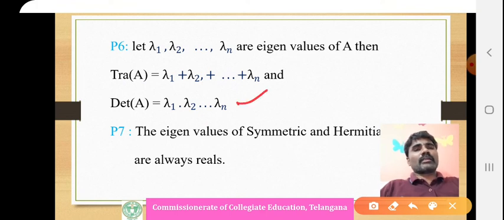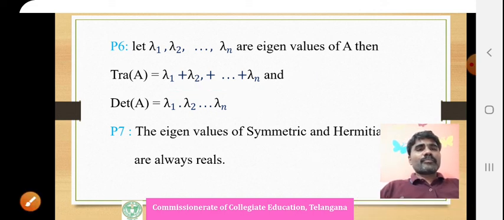determinant of A, that is the product of the eigenvalues, and the lambda power n minus 1 coefficient will become the sum of the eigenvalues. It is equal to the trace of A. If you simplify it, the lambda power n minus 1 coefficient is A11 plus A22 plus A33 up to Ann. That is nothing but the sum of the eigenvalues. That's why trace of A equals lambda 1 plus lambda 2 up to lambda n.